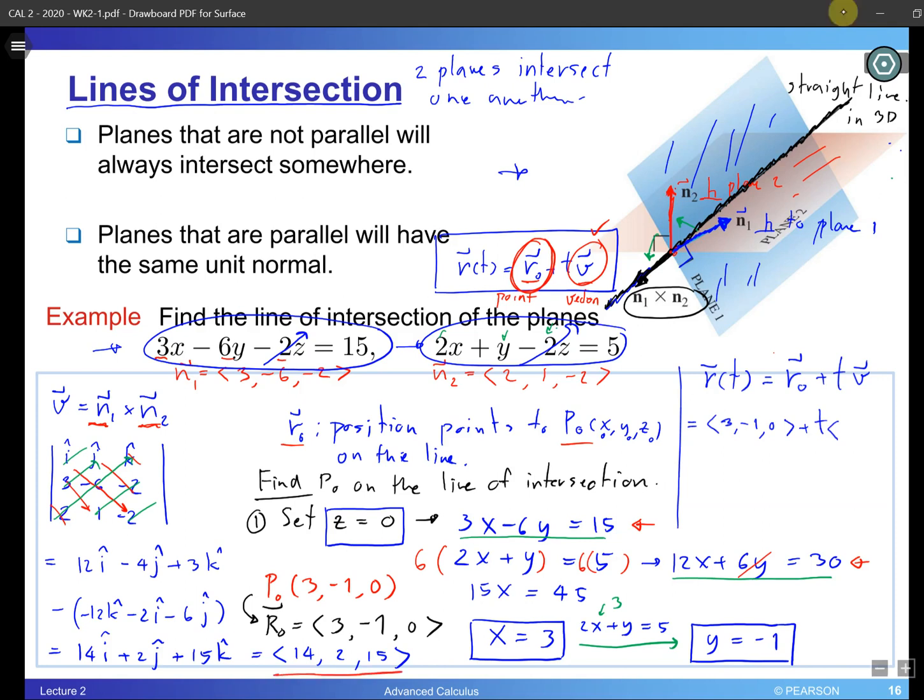So that is 14, 2, and 15. You can add them together to be 3 plus 14t, minus 1 plus 2t, and 15t. Okay, so what you see right here is the vector equation for the line.